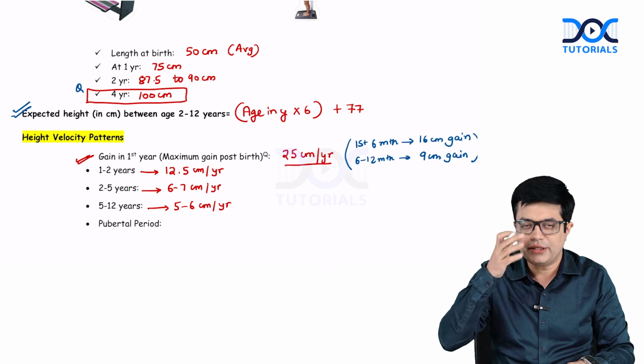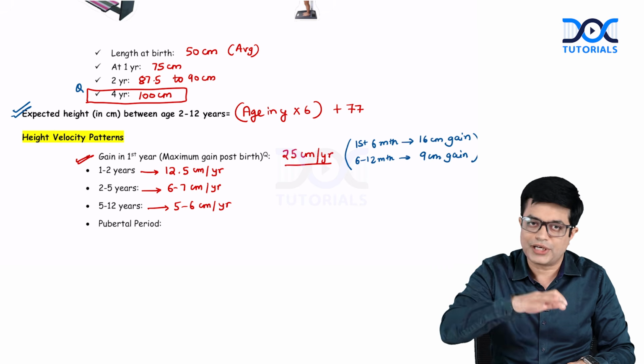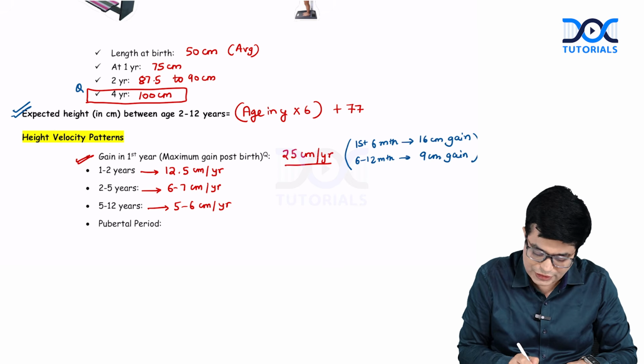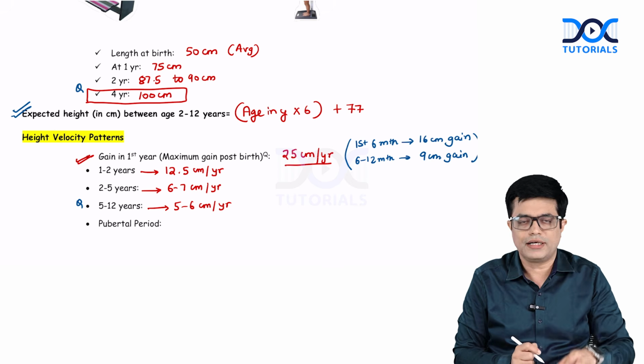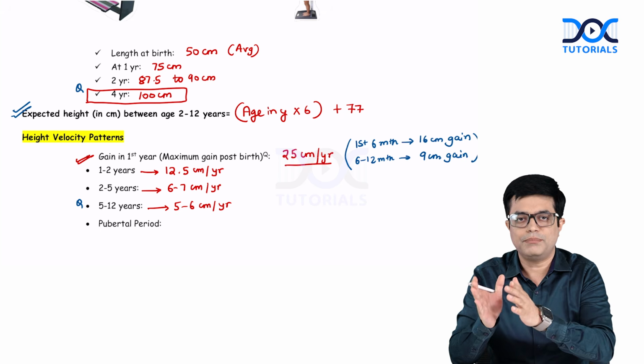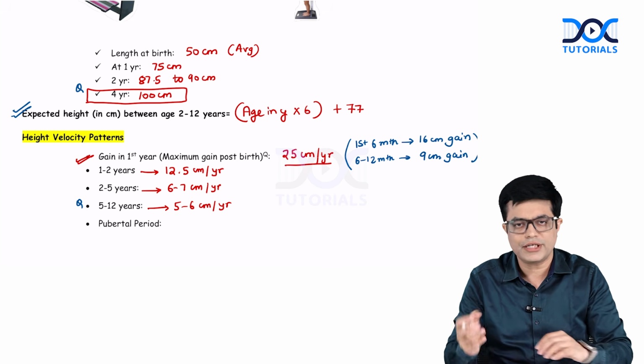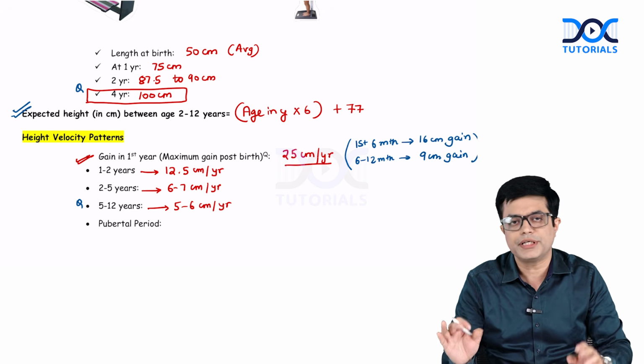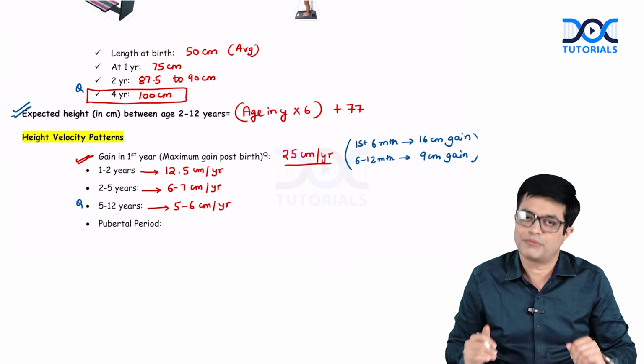Before 2020, INICET was called the AIIMS entrance exam, and there a one-liner question was asked. They had asked as a one-liner, what will be the per year gain? They had not given a range. One of the options was 6 centimeters per year, and that was the best answer among the options given.